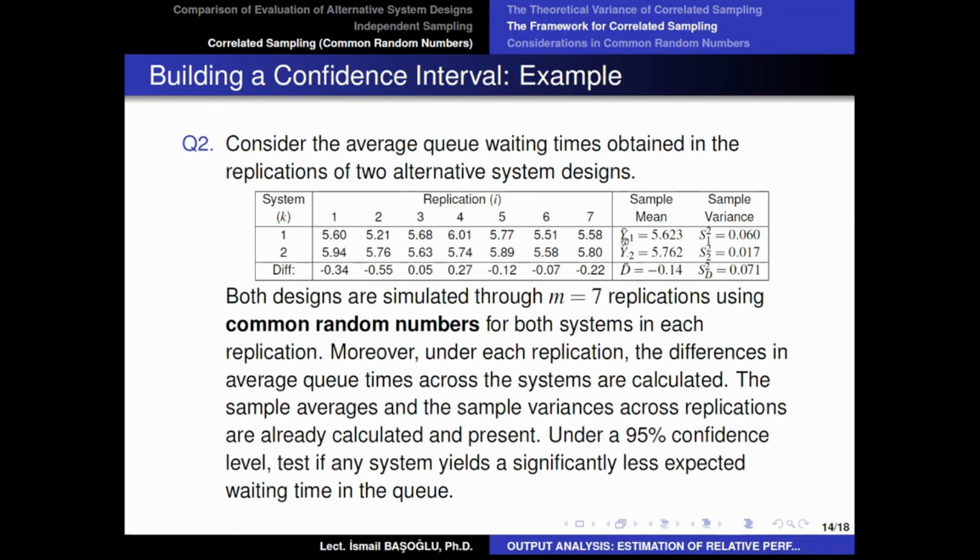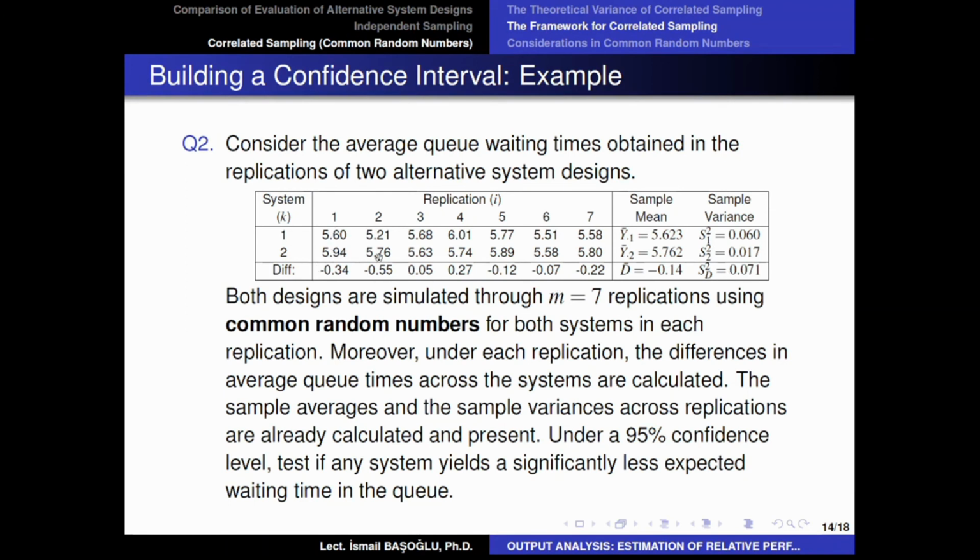Now, the sample mean and the sample variance across the replications are calculated. However, since the question tells me that it has used common random numbers, these two sample variances are not going to be useful for me at all. The important thing here is the difference row.